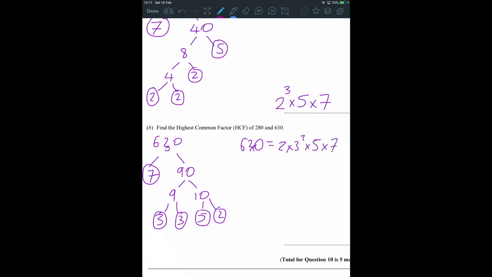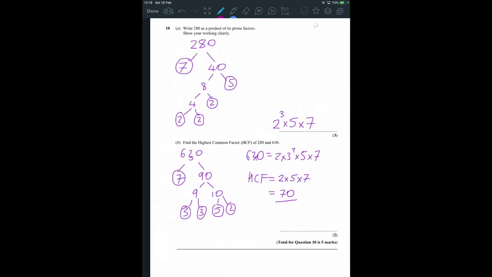If I'm looking for the highest common factor between these two, I'm now looking at their prime factorizations and looking for everything that's in common. So in common to both of those lists, there's a single 2 in common, there's a single 5 and a single 7. So I pick out those common factors, 2, 5 and 7, multiply those together, and 70 is my highest common factor. And it's quite easy to check that yes, 70 goes into 280 and into 630.